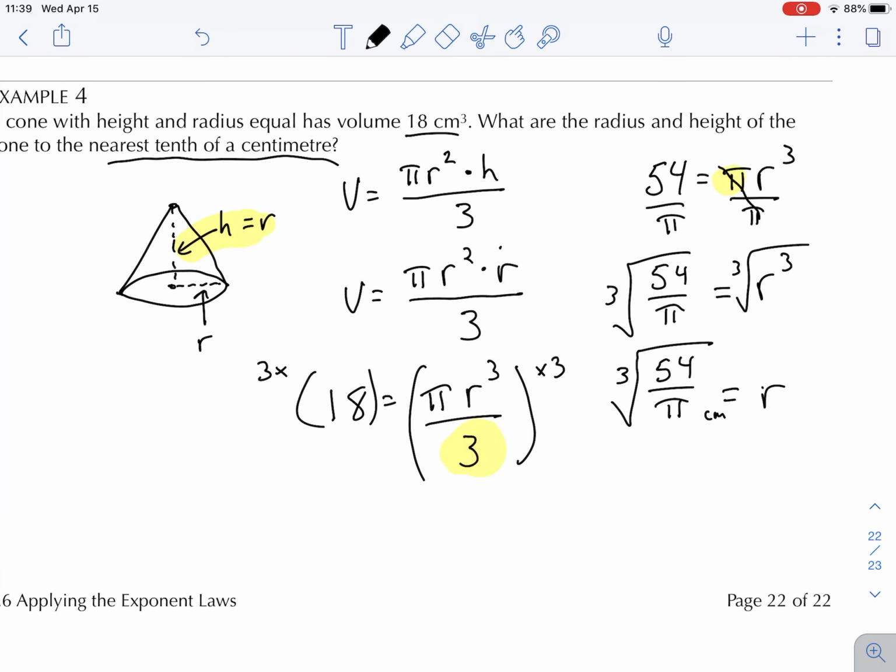So 2.58 is our answer. And that's in centimeters. That is the approximate value of our answer.